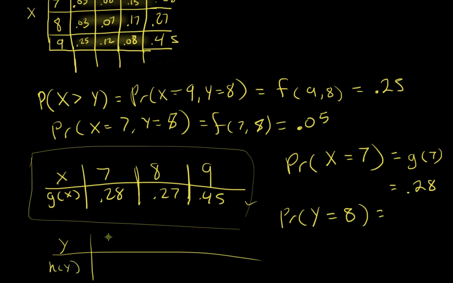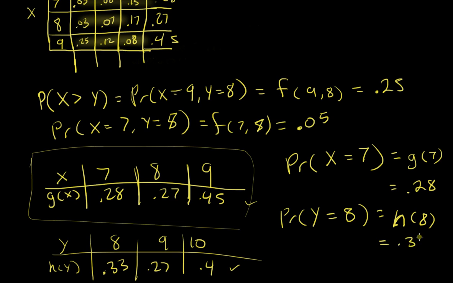Okay. So y takes 8, 9, and 10, and its marginals, if you were to sum downwards, in the margin, you would have the probability of 0.33, 0.27, and 0.4. Let me double check that: 0.33 plus 0.27 plus 0.4. Okay, good. That adds up to 1, so I'm good. All right, so now what's the probability y equals 8? This is h at 8, which is 0.33.